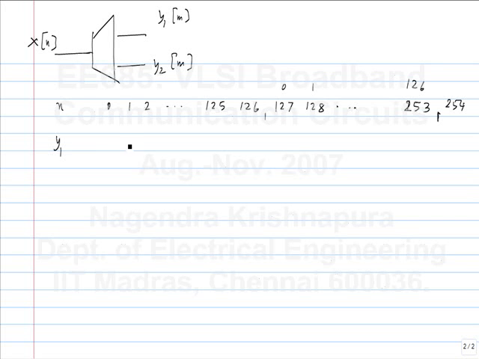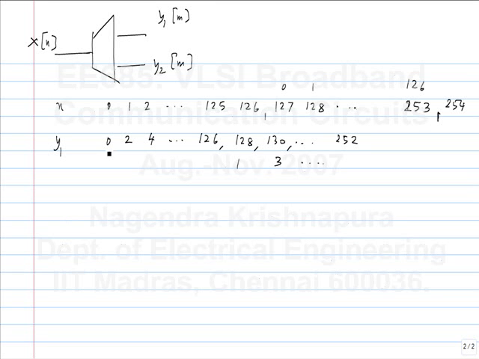So what do we get? For Y1 we get 0, 2, 4 and so on. So finally we get 126 and we get 128, 130, etc., all the way up to 252. Now this 128 is the same as 1, okay, 3, so on. Is it okay?